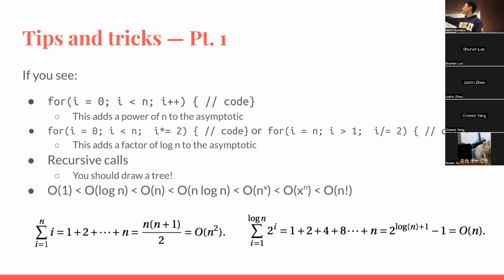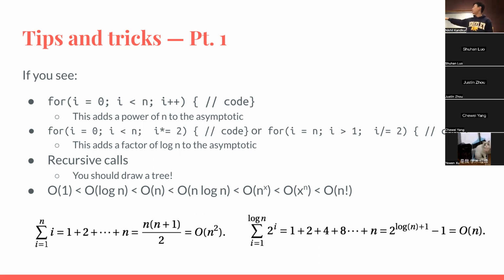And this is a general hierarchy of time complexities. You should always keep in mind that constant time is faster than logarithmic time, is faster than linear time, is faster than n log n time, which is faster than any polynomial, which is faster than any exponential, which is faster than n factorial.